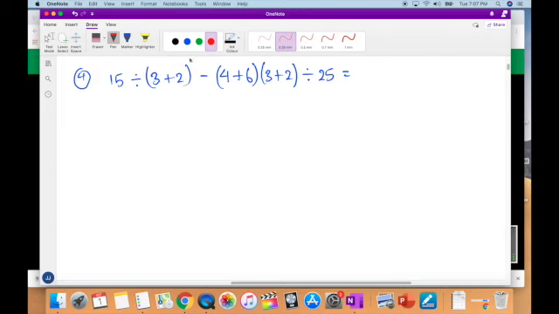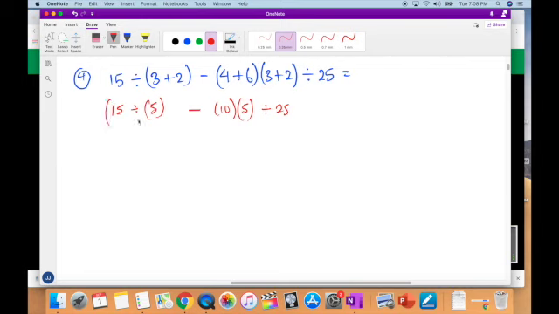So BODMAS, just remember you do your brackets first. So 15 divided by 3 plus 2 is 5. Sorry, I have the minus here. Let me do the brackets. 6 and 4 is 10. And then 3 plus 2 is 5. And then I have divided by 25. So now I'll do my multiplication and division.